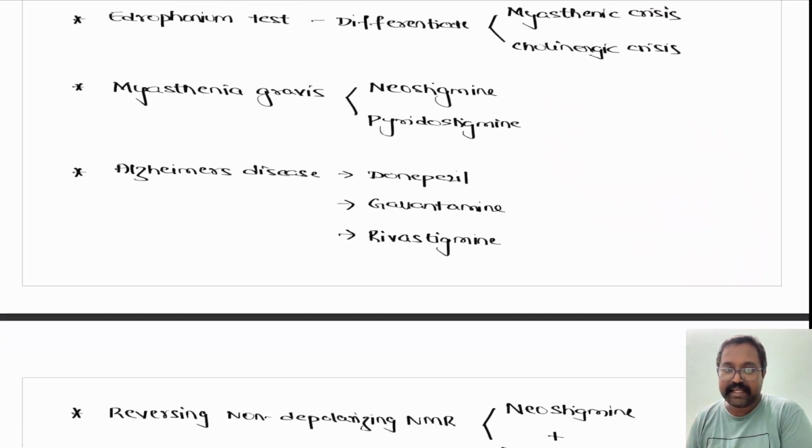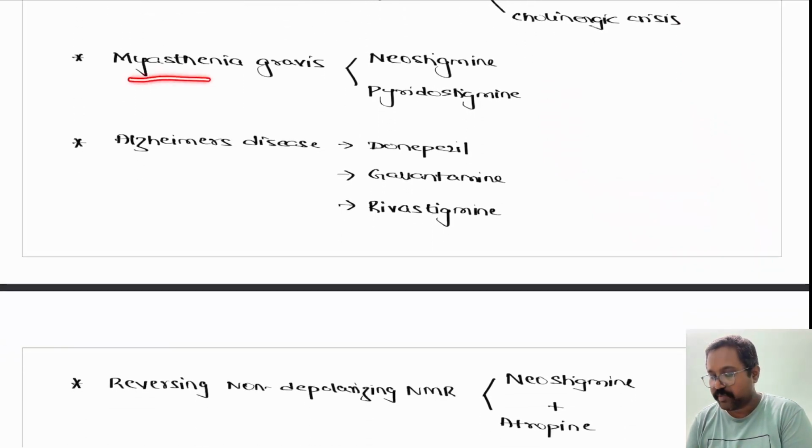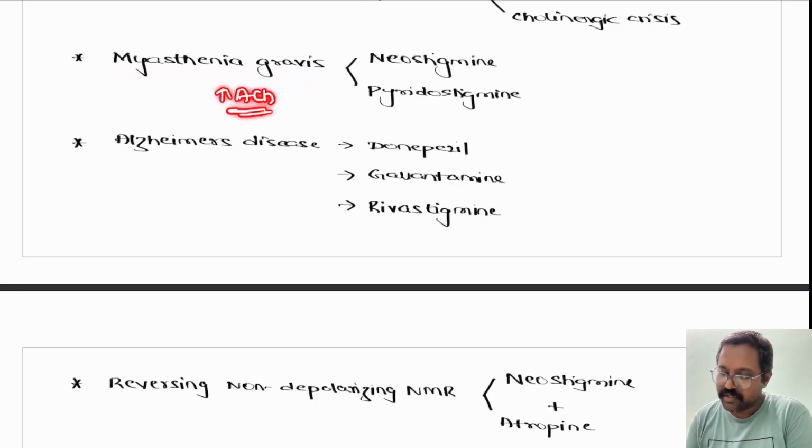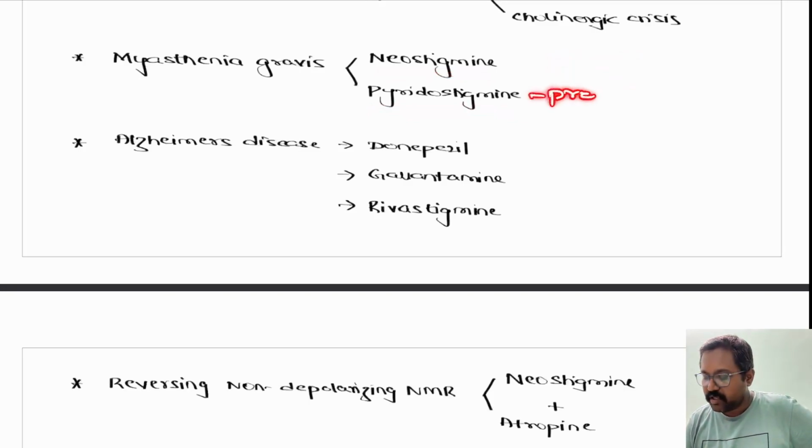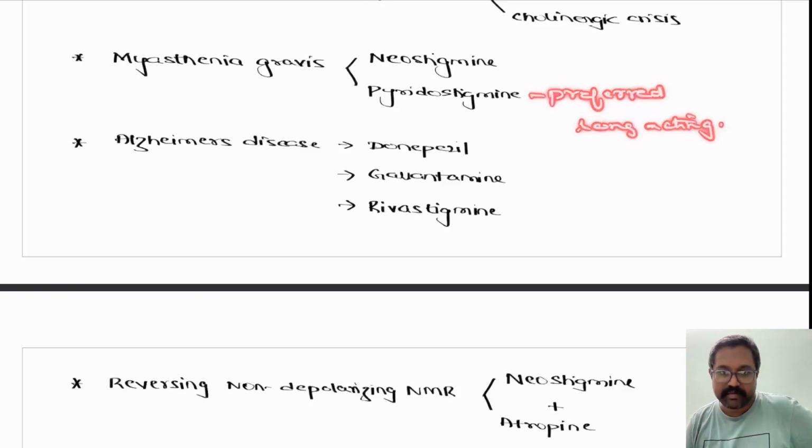So next is myasthenia gravis. As you know, it is an autoimmune disorder where there is an antibody against the NM junction. So the treatment is to increase the acetylcholine levels. You use anticholinesterases, that is neostigmine and pyridostigmine, and pyridostigmine is preferred. What is the reason for preferring pyridostigmine? Pyridostigmine is preferred because of its long acting nature and it requires less frequent administration.